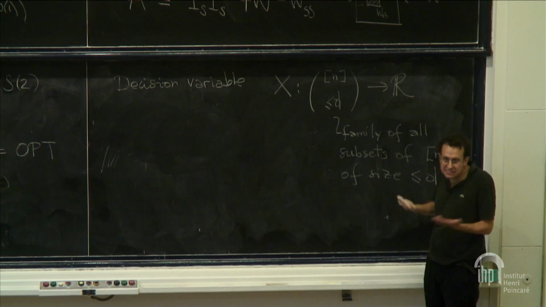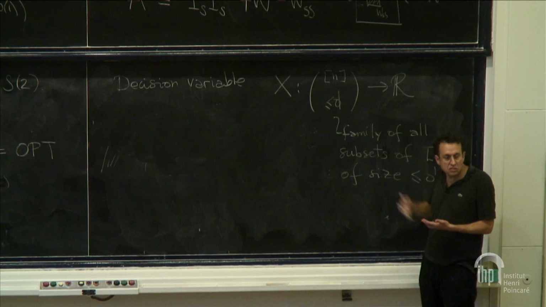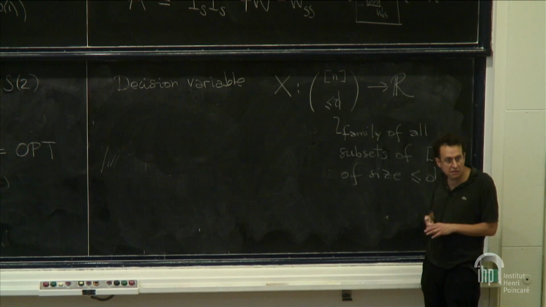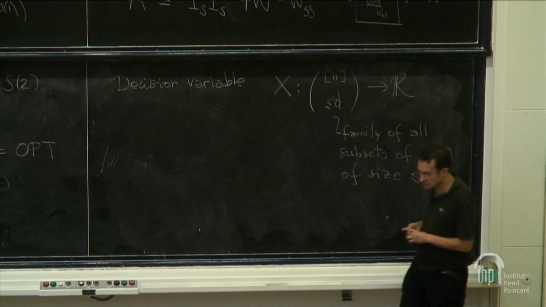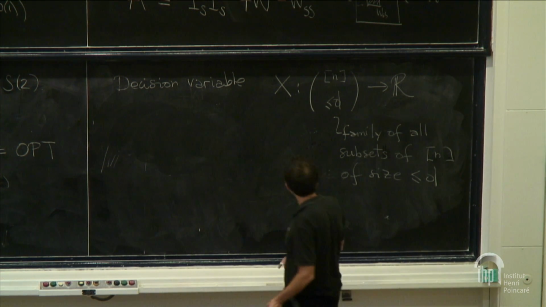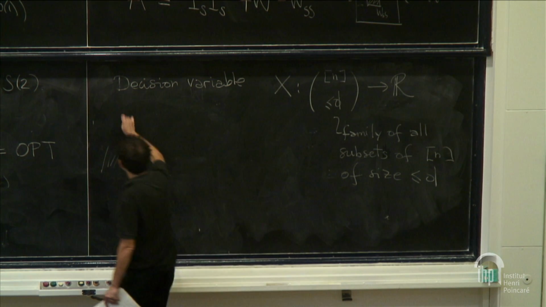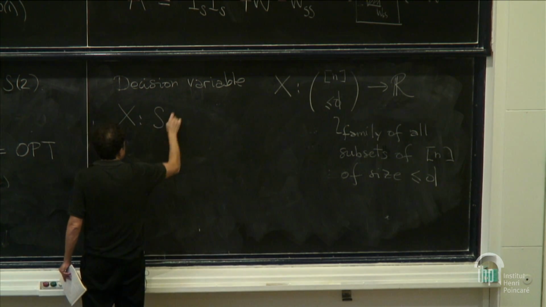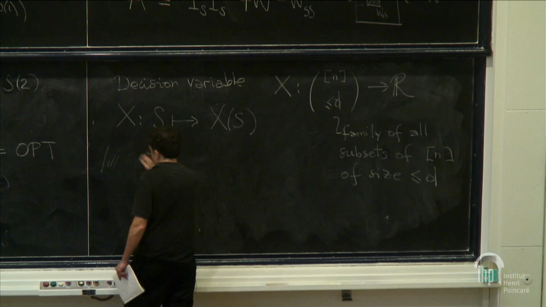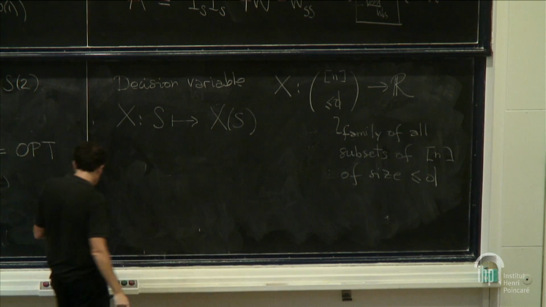In practice, d is 3 or 4, so this is a vector of size n to the 4 or n to the 5 or n to the 10, right? So this is what the decision variable is. And so this x for any such set S spits out a number that is the value of that set.